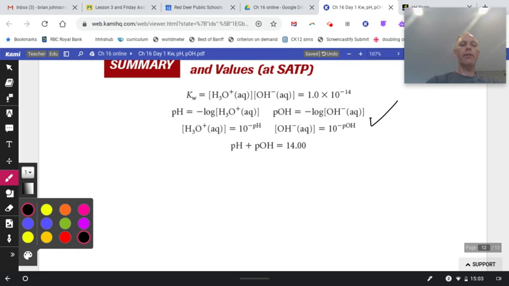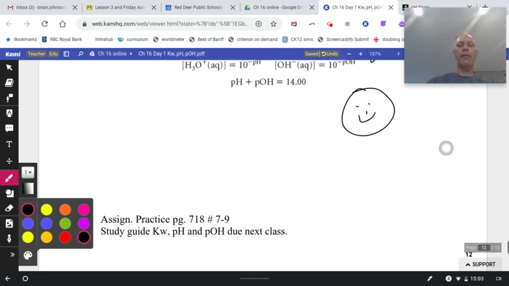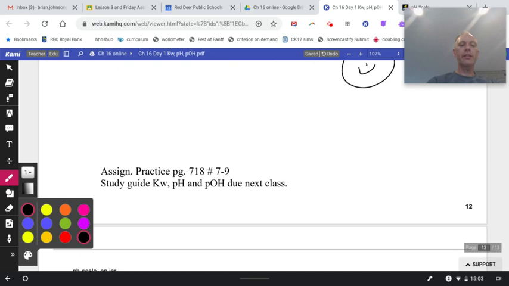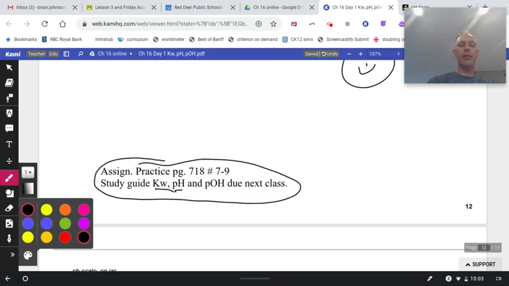This is a summary of all the formulas that we used today. Okay, you need to remember them. They are not provided for you. And then to practice, there's a page in your study guide called KWPH-POH. You did it in Chem 20, but you could do it again. And there's some questions in your textbook. Answers are in the back.